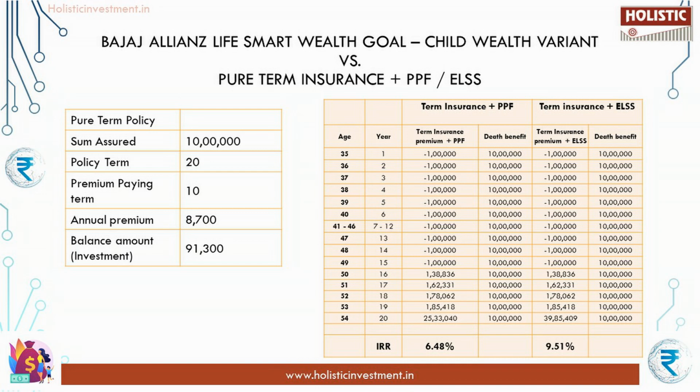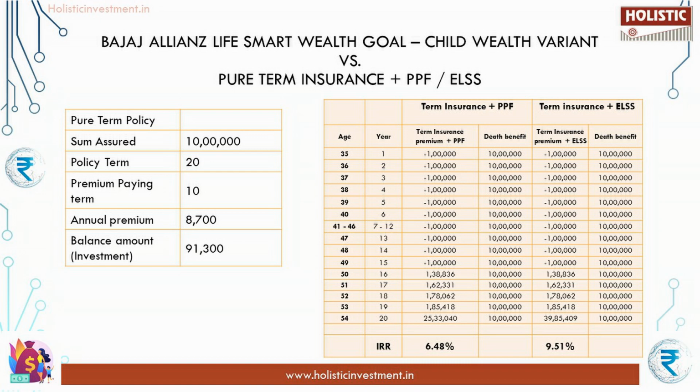To provide us with life cover, let us take a pure term policy, and for investment, let us consider PPF or ELSS. For comparison purposes, let us assume a similar cash flow as in Bajaj Allianz Life Smart Wealth Goal Child Wealth variant. There are cash payouts towards the end of the policy term. We can assume the same here. After paying the premium of rupees 8,700 for pure term insurance policy, the balance amount of rupees 91,300 could be invested either in PPF or in ELSS.